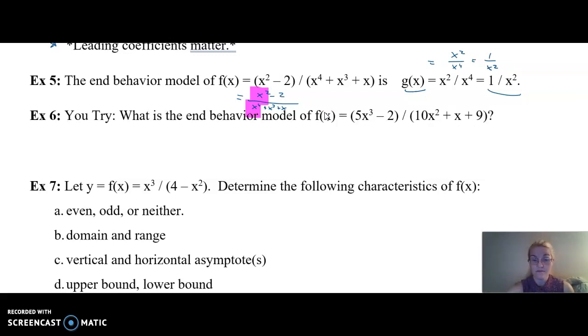All right, so now you try. Take what you just learned in the last 3 examples, and you try. What is the end behavior model? What function g of x will model the end behavior of this rational function, 5x cubed minus 2 all divided by 10x squared plus x plus 9? So go ahead and pause the video right now. Try that on your own.